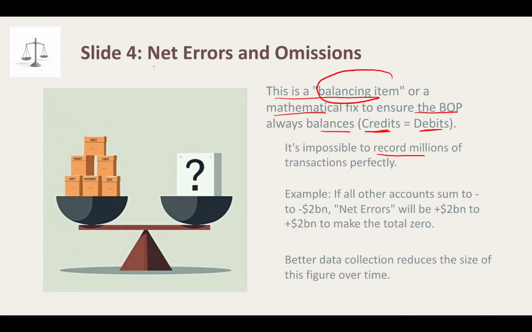So, in balance of payment, we always get an error, and we have to fix it with the net errors and omissions. Example: if all other accounts sum to minus 2 billion, net errors will be plus 2 billion to make the total 0. Better data collection reduces the size of this figure over time. If they have strict control over the receipts and payments, the BOP will definitely be balanced.